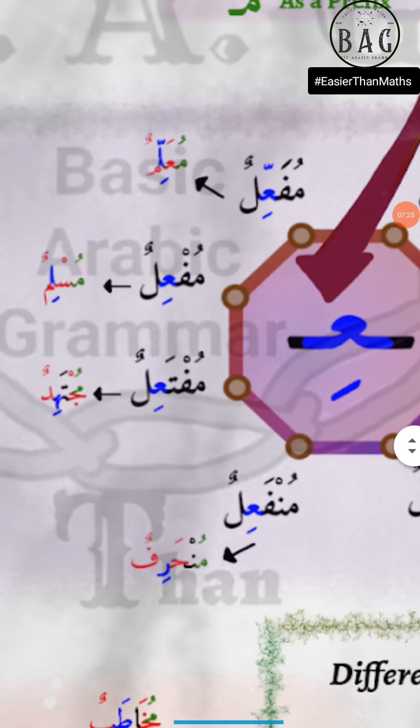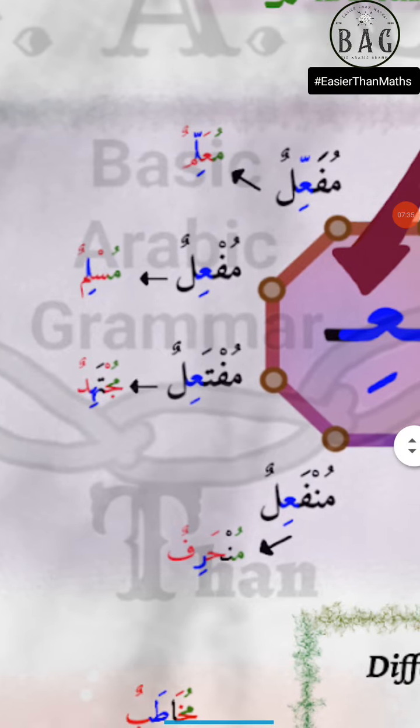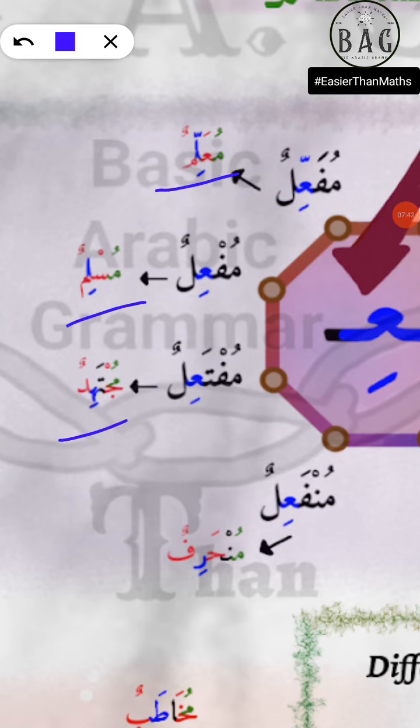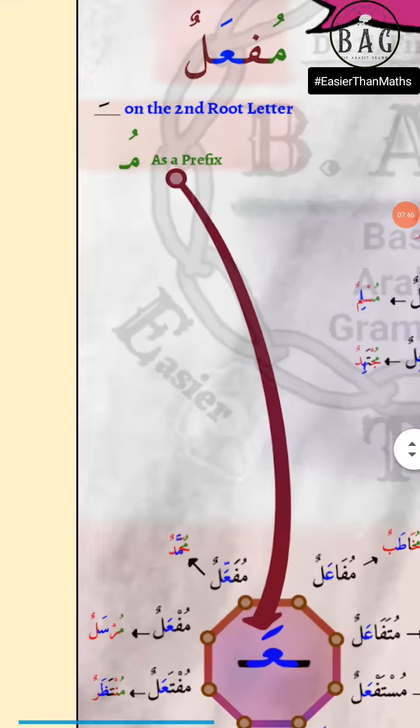So don't worry about the fact that you do not exactly understand the meaning. Similarly, munharifun, mujtahidun, someone who is hardworking. Muslimun, a submitter. Mu'allimun, a teacher. Mu'allimun, Muslimun, mujtahidun, munharifun. So these were your patterns for the ism fa'il.